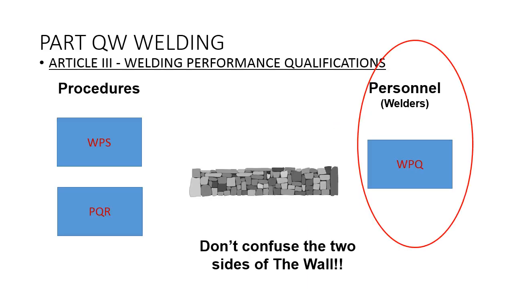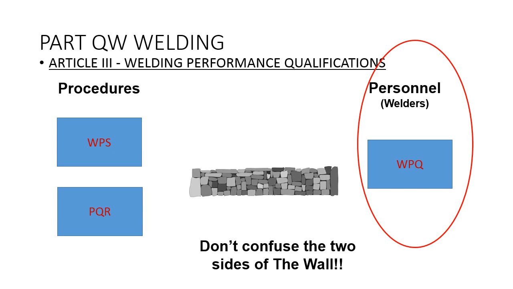Okay, now we're going to cross over the wall. We're going to jump over the wall into Article 3, which is welding performance qualifications. People, qualifying my welders to make the weld. We've left the other sport, the other country, whatever. We're not working in Article 2 anymore. We're in Article 3, which is welding performance qualification. It is on its own little island.